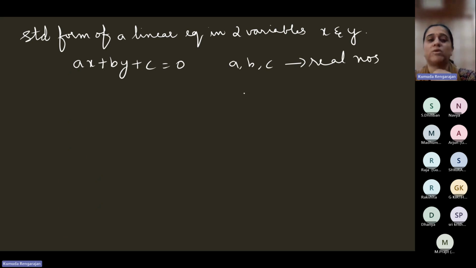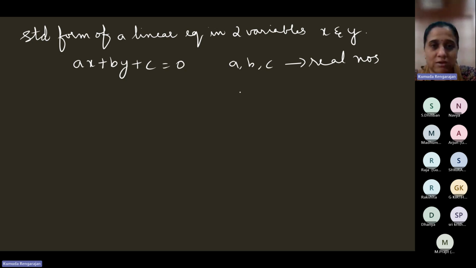Then one more important condition. A is not equal to 0. Ranjan, good. But it is A and B. Both should not be 0 at the same time. Because if A and B are both zeros, then you will not have the variables x and y. If A is 0 and B is 0, then it will be 0x, 0y, so you will lose the variables x and y. So both A and B should not be 0 at the same time.